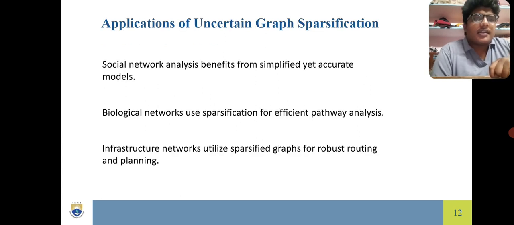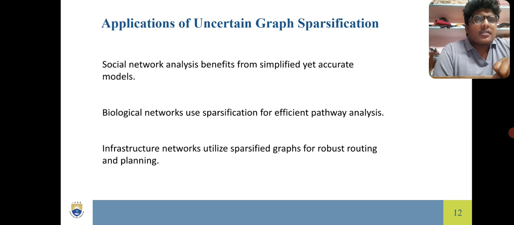Applications of uncertain graph sparsification. Social network analysis benefits from simplified yet accurate models. Biological networks use sparsification for efficient pathway analysis. Infrastructure networks utilize sparsified graphs for robust routing and planning.